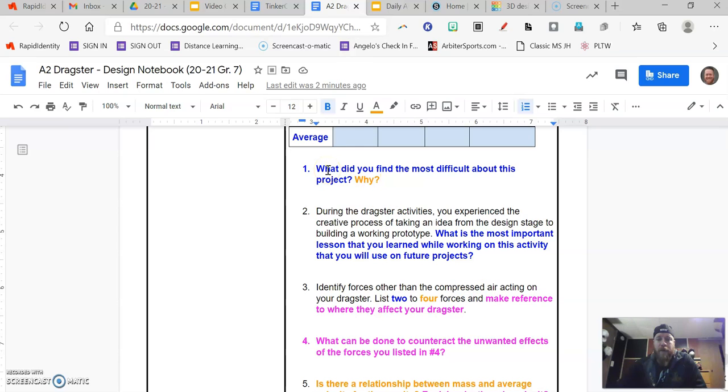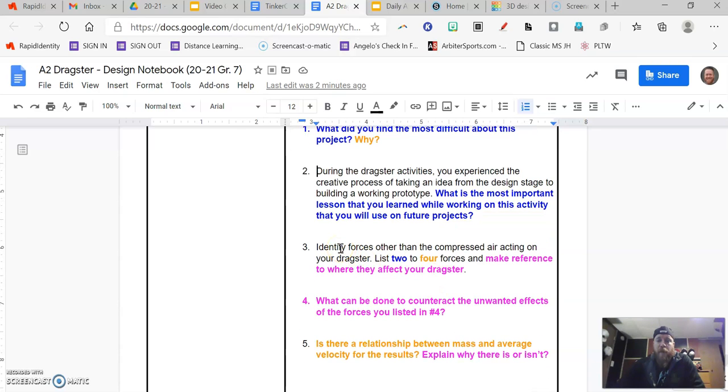So question number 1, what did you find the most difficult about this project and why? Again, pay attention to the must do and the should do. Question number 2, during the Dragster activities, you experienced the creative process of taking an idea from the design stage to building a working prototype. Prototype is just a model of something that works. What is the most important lesson that you learned while working on this activity that you will use on future projects? It's a must-answer question.